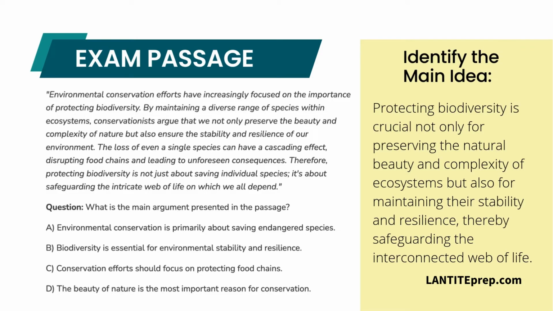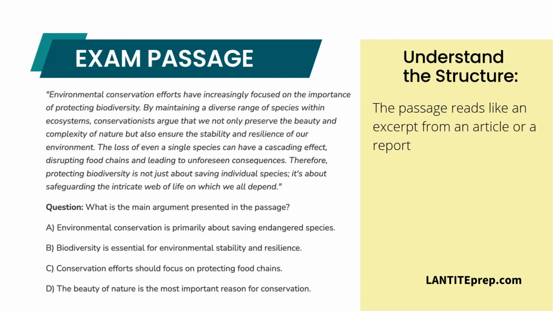First, identify the main idea, which is that protecting biodiversity is crucial not only for preserving the natural beauty and complexity of ecosystems, but also for maintaining their stability and resilience, thereby safeguarding the interconnected web of life. Understand the passage structure. For this passage, it reads like an excerpt from an article or a report, which tells us it's a continuous text.